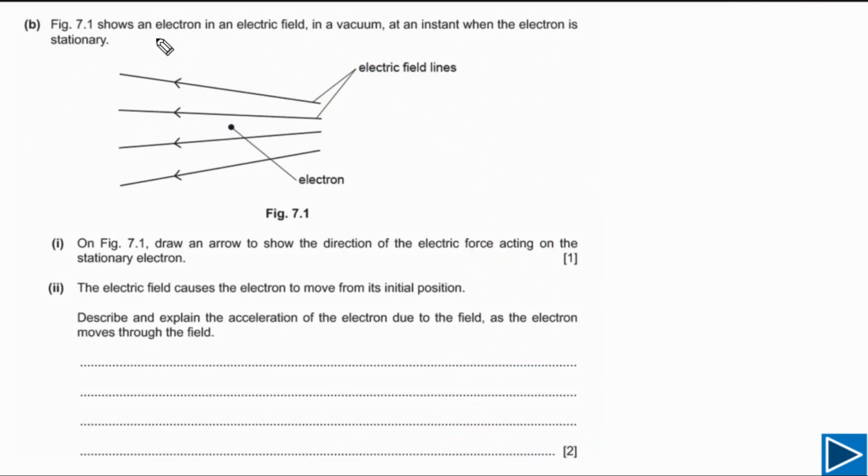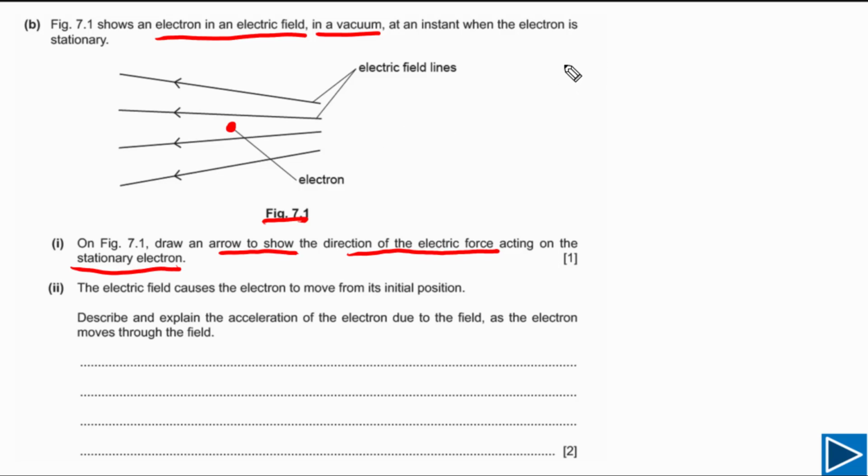For part B, it is given to us that electron is in an electric field and electric field is in vacuum. Question is asking us, on figure 7.1, we need to draw an arrow to show the direction of the electric force acting on the stationary electron. Means the electron is at rest at this point. We need to draw the direction of electric force on this.